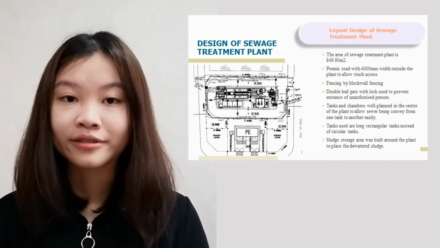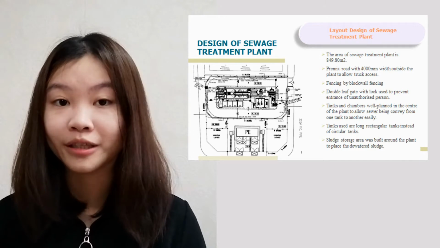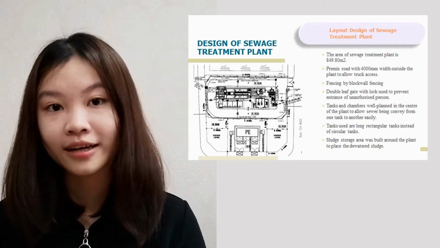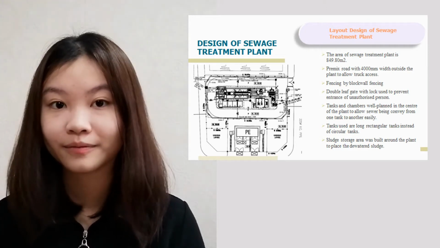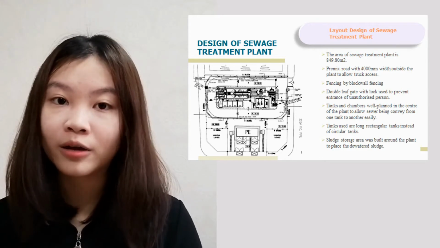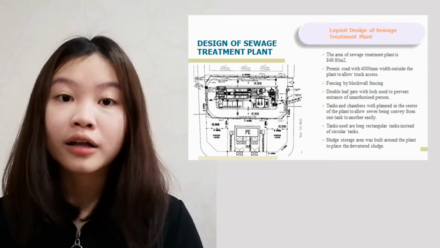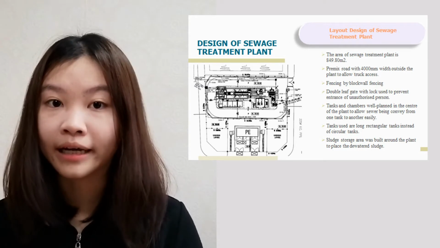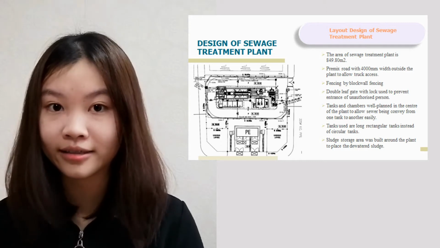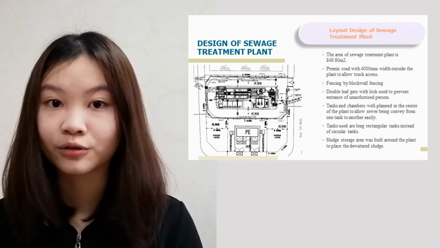This is the layout of the sewage treatment plant. The area is 849.80 meters square. There is a 4,000 mm width premix road built outside the STP to allow truck access. The STP is guarded by block wall fencing and a double lift gate with lock to prevent the entrance of unauthorized people. The tanks and the chambers are well planned to ensure that the wastewater can be conveyed from one tank to another tank smoothly. All of the tanks are rectangular tanks instead of circular tanks.